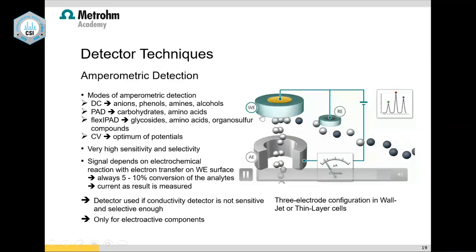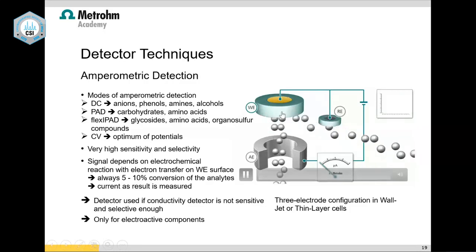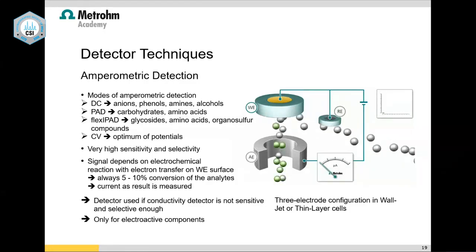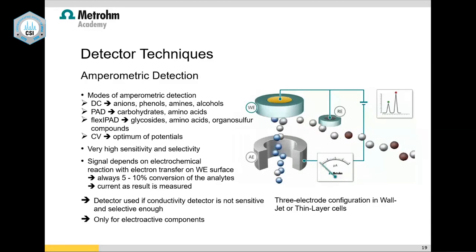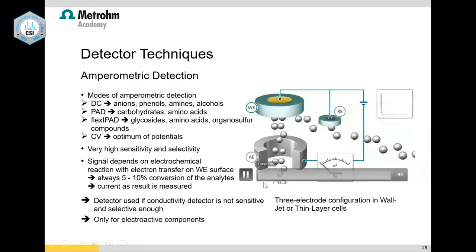And then we have the working electrode. There are different working electrodes. For example, if I am using a gold electrode, we can do cyanide analysis. We can do carbohydrates. We can differentiate between different monosaccharides, disaccharides, oligosaccharides, and polysaccharides. Then we can do amino acids. So these are the applications which can be done.